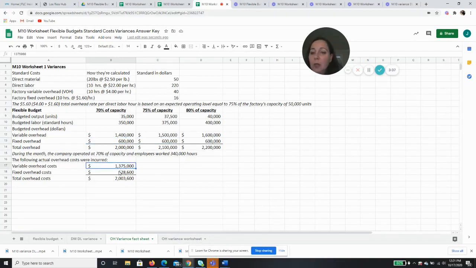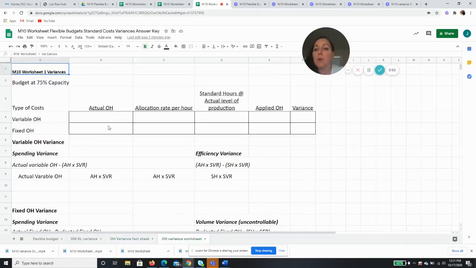Then we have our actual overhead costs. Okay, so overhead actually ended up being different than what we anticipated, what our standard was, and so we have that information. So let's go to the next worksheet, and we're going to calculate what our overall variance was, and then we'll switch to a new video to do our variable overhead variances and break those out, and our fixed overhead variances and break those out.